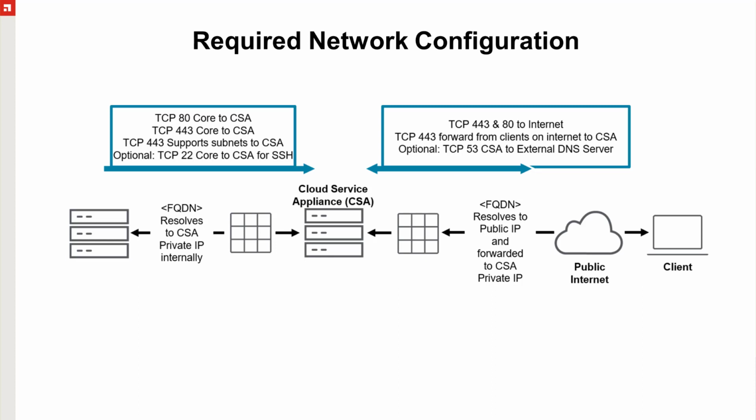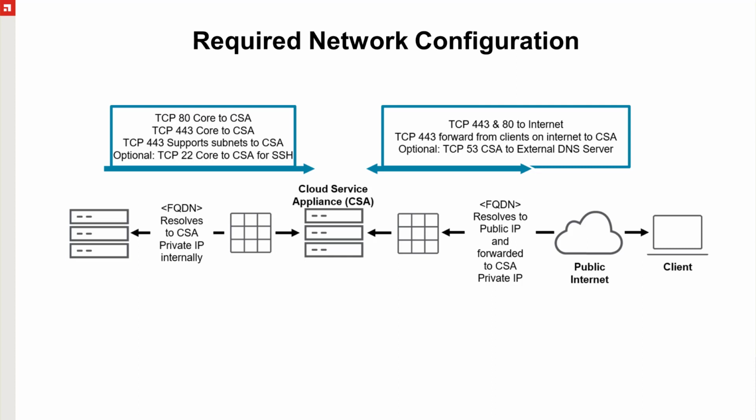But typically, we leave these ports open. We want the CSA to be able to initiate traffic over 443 and 80. Licensing uses 443 and patch download uses 80. Again, the main reason is so we can activate. And when I say patch download, what I'm really referring to is patches for the CSA.